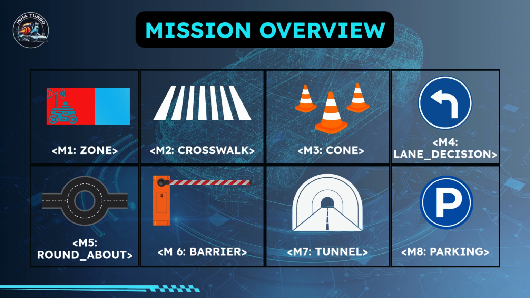The track is divided into 8 missions: zone, crosswalk, cone, lane decision, roundabout, barrier, tunnel, and parking, and the state machine switches between them, with lane following as the default behavior.